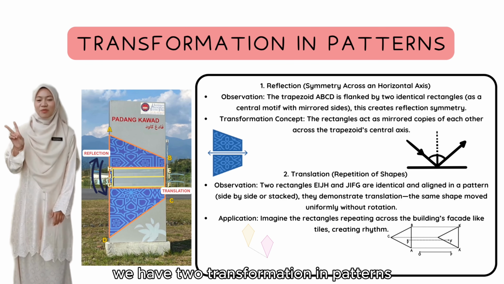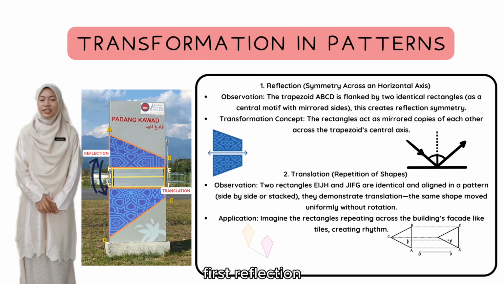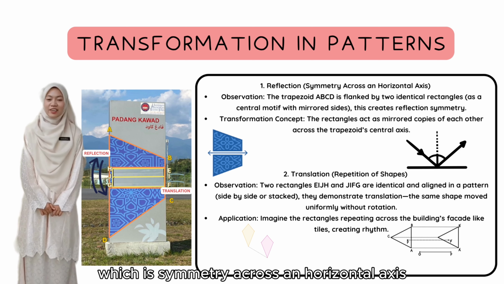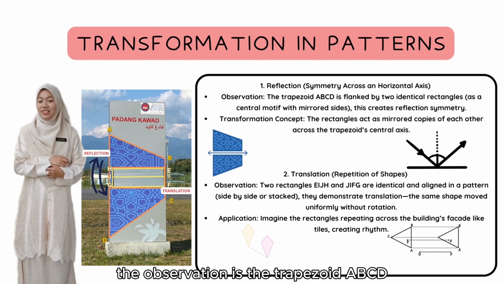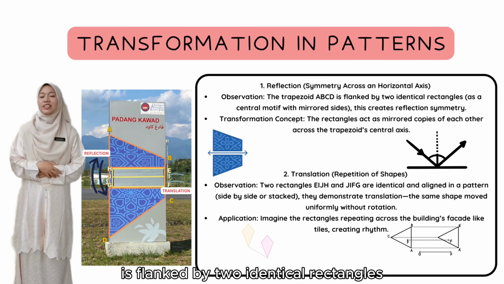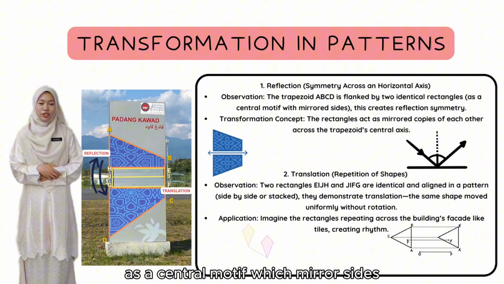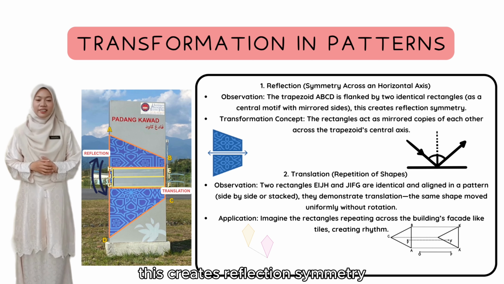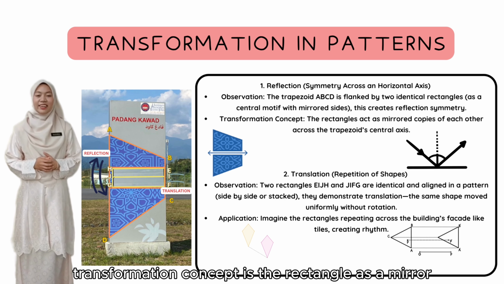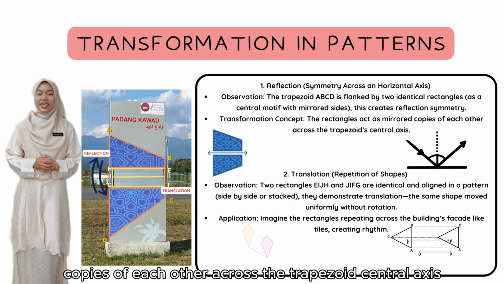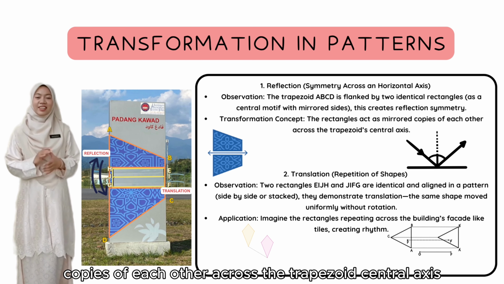We have two transformations in patterns. First, reflection, which is symmetry across a horizontal axis. The observation is that the trapezoid ABCD is flanked by 2 identical rectangles as a central motif with mirrored sides. This creates reflection symmetry. The transformation concept is that the rectangles are mirror copies of each other across the trapezoid's central axis.